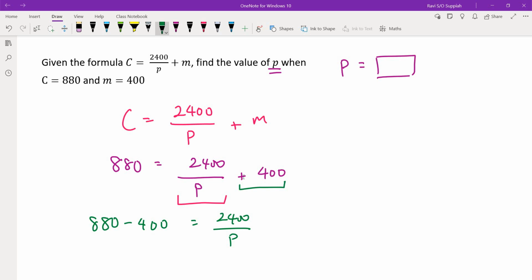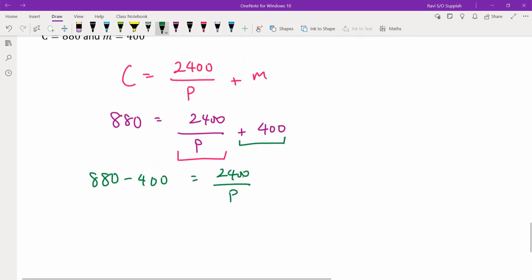So what is 880 minus 400? That will be 480 equals 2400 over p. Okay, so how do I proceed from this? On the right hand side you have a fraction where p is the denominator. On the left hand side you have a whole number, and so one of the things you can do is make the left hand side also a fraction.